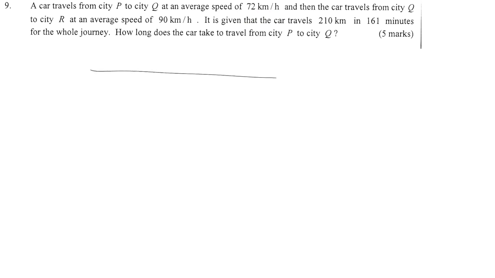So first, we have 3 points from P to Q to R, as the question gives. Then they say that in this section between P and Q, the speed is 72. So we write down speed 1 is equal to 72 km per hour. Similarly, from Q to R, the average speed 2 is equal to 90 km per hour.